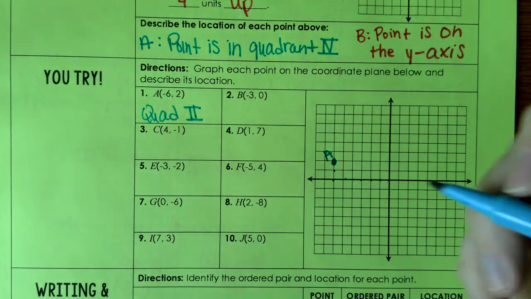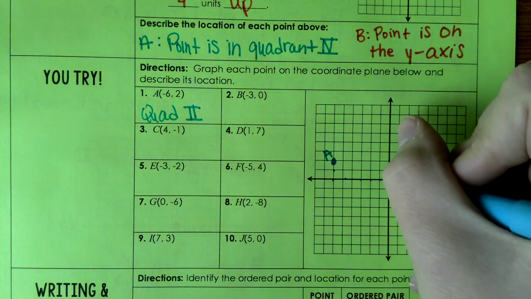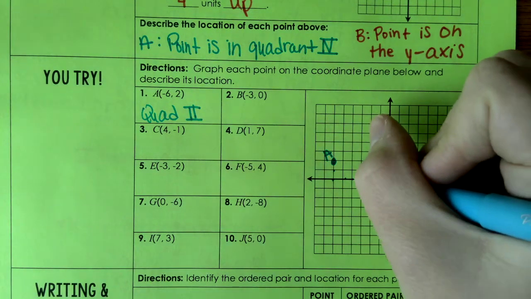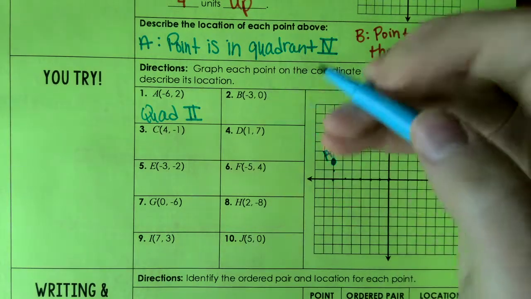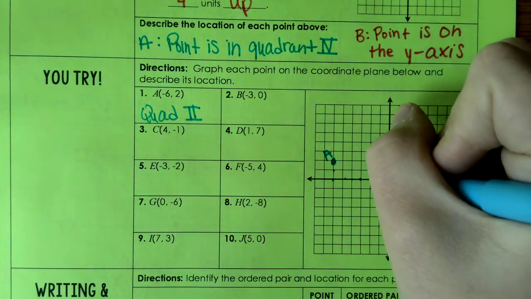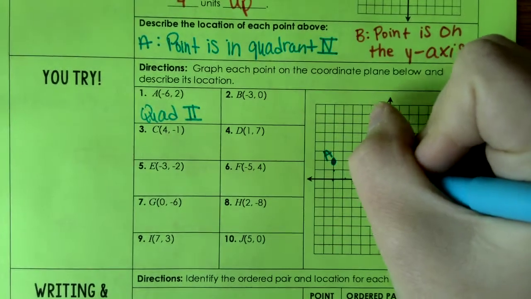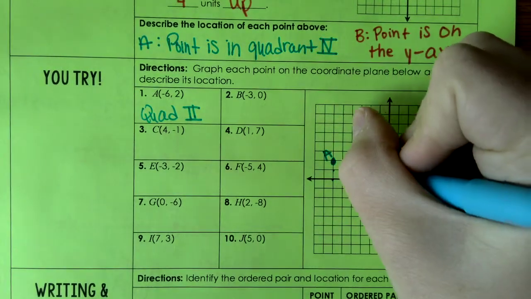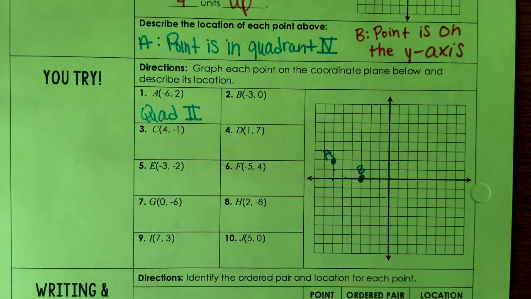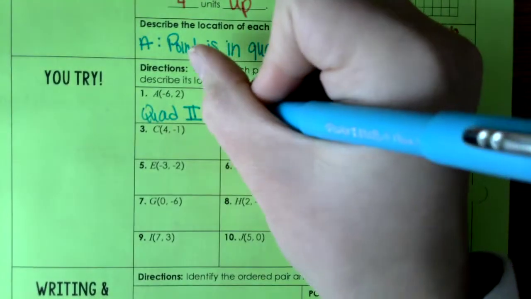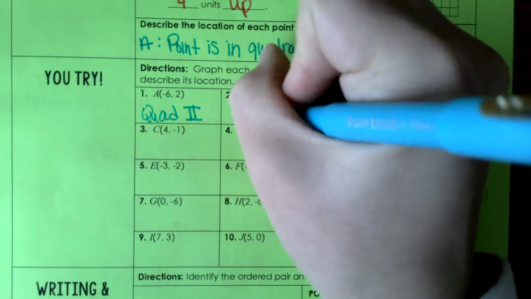Now I'm going to go to point B, which says to move backwards 3, so 1, 2, 3, since it's negative. And then it doesn't tell me to move up or down at all, so I just leave it at that point right there, and that's my point B. Well, that's not in a quadrant, that's on an axis. So I'm just going to write x-axis.